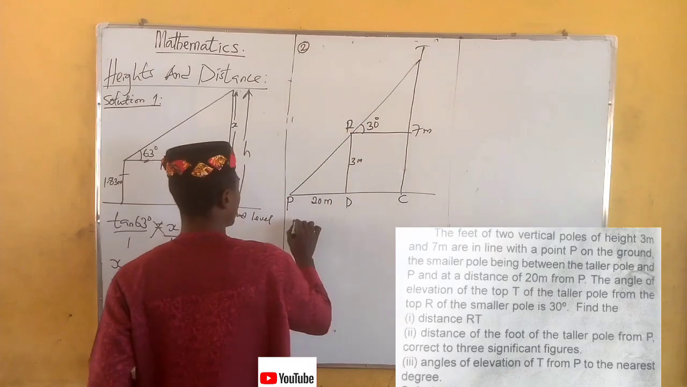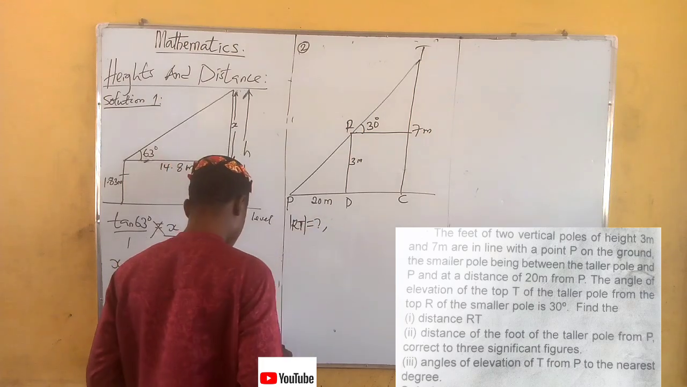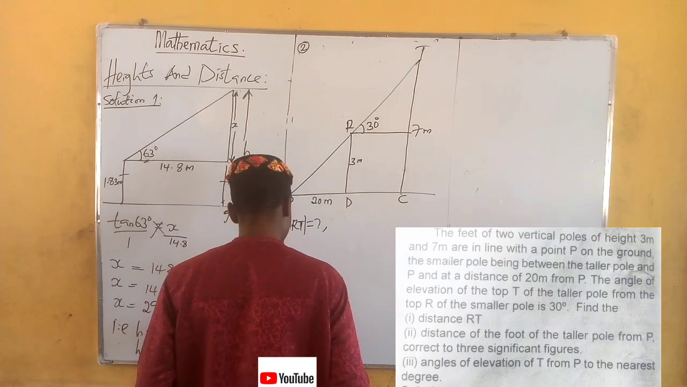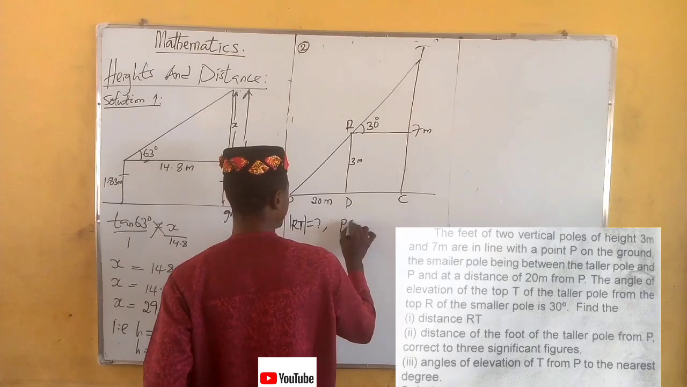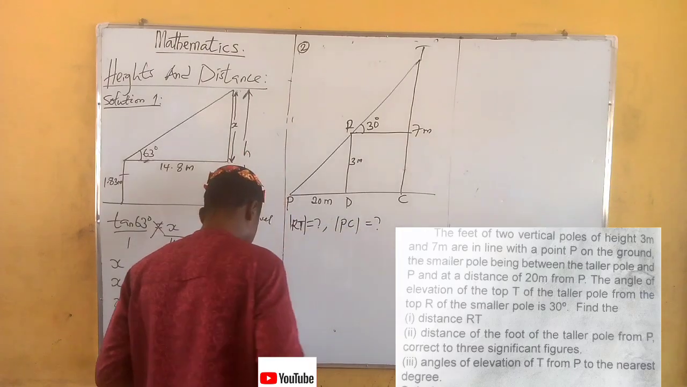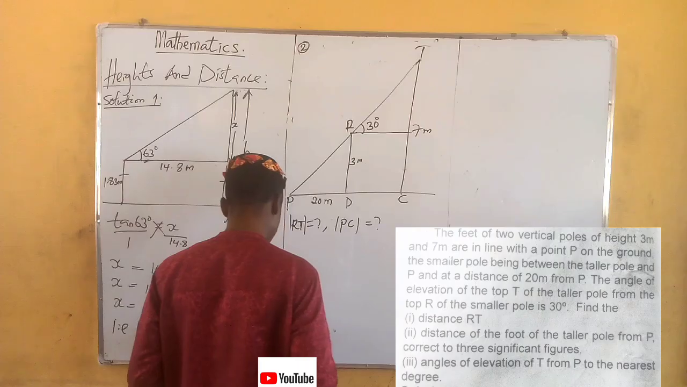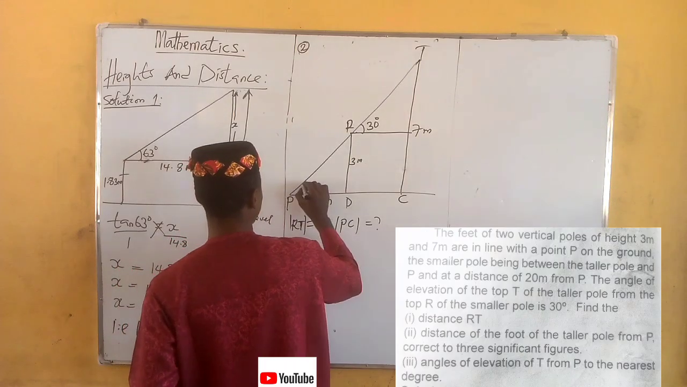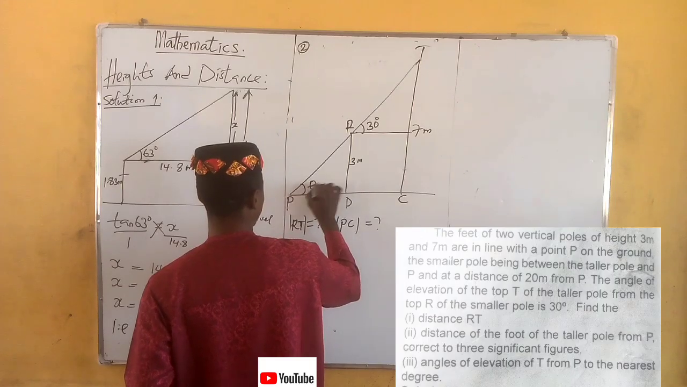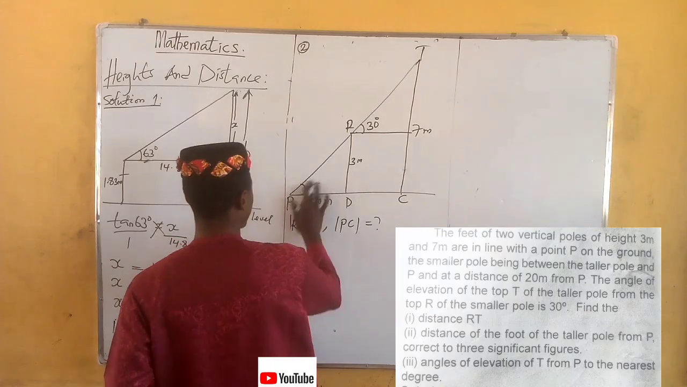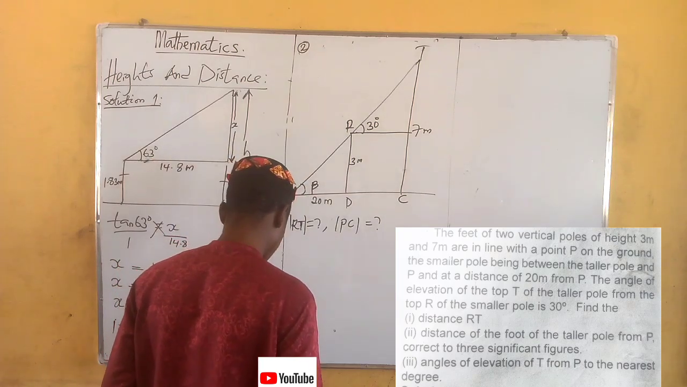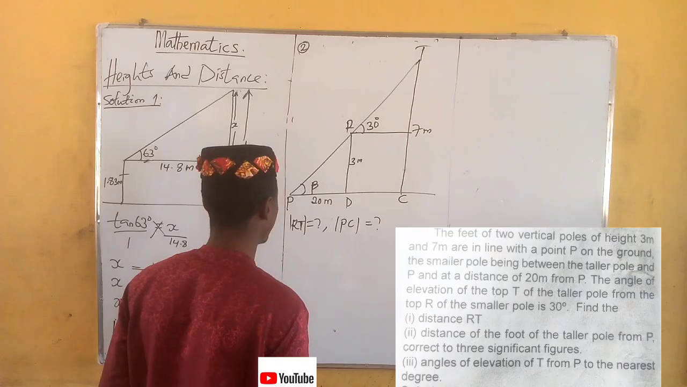Our RT is not given. That's what we are looking for. And also, we should find the distance of the foot of the taller pole from P. That means our line PC is not given. And also, finally, they ask us to find the angle of elevation of the top T from P. So this angle too, let's call it theta, or we can call it beta, is not given. Alright, so these are the things that we are asked to find.